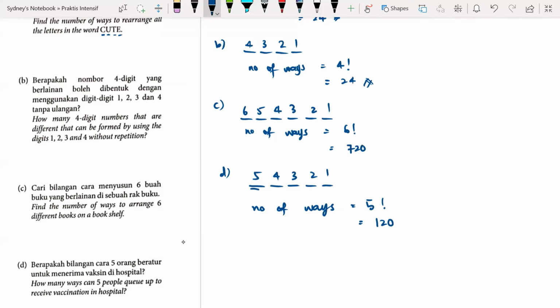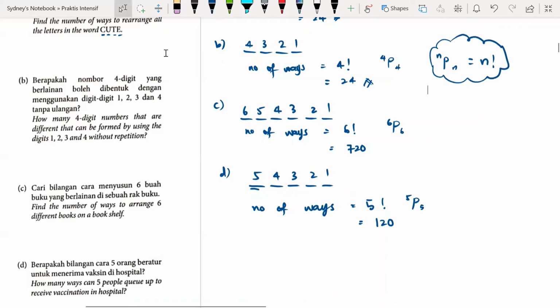It's either we use factorial or we use nPn. So 4 factorial also means we permute 4. 6 items, we permute all 6. 5 patients, we permute all 5. So nPn is actually n factorial. So this is the thing that we need to take back for permutation.